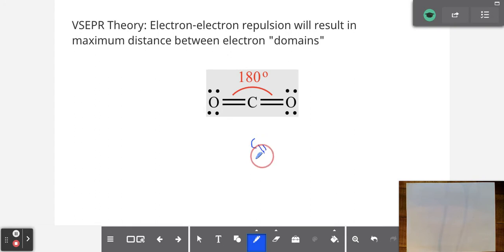It's not going to be something like, say, this, where you have a lot of space on this side and very little on this side, because there's such repulsion between the electrons here and here. This doesn't make any sense, but this does.